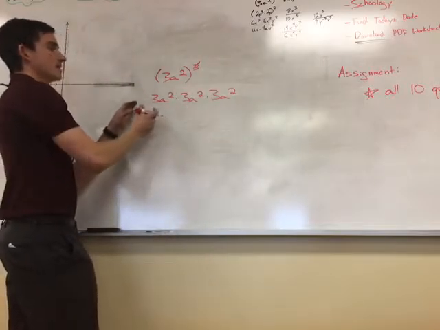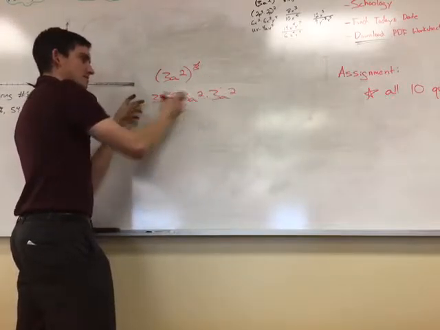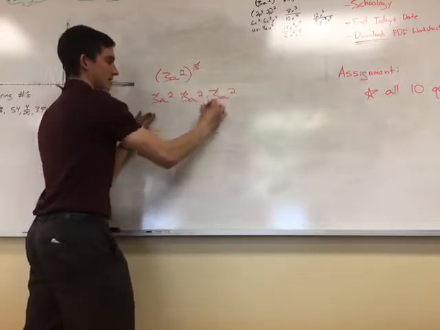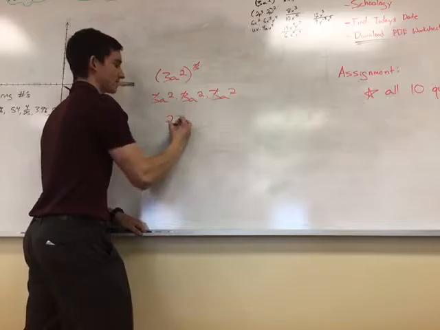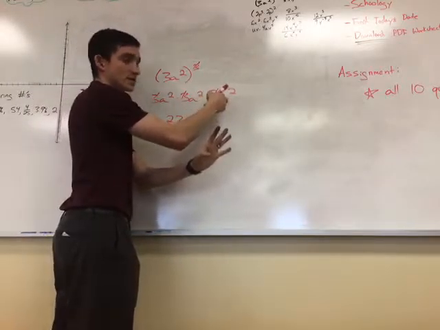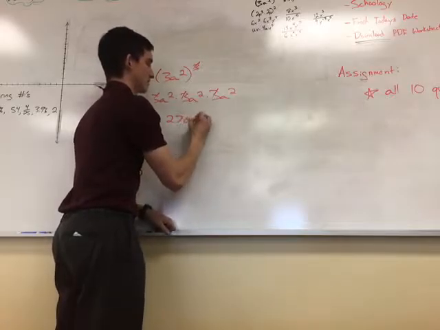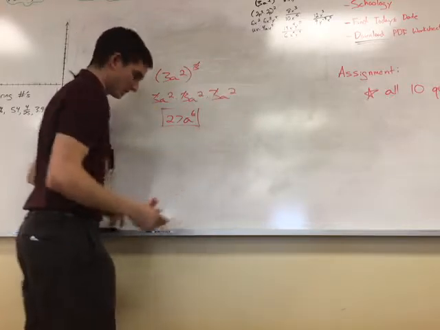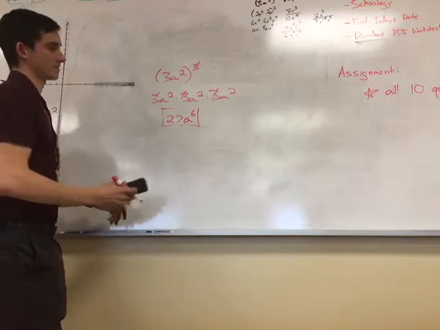Now when I start simplifying this, I'm just going to write it out as 3 times 3 times 3. Multiply the numbers together first, which is 27. A squared, that's 2 a's, times a squared, that's 4 a's, times a squared, that's 6 a's, is a to the 6. Or you just end up adding the exponents together.